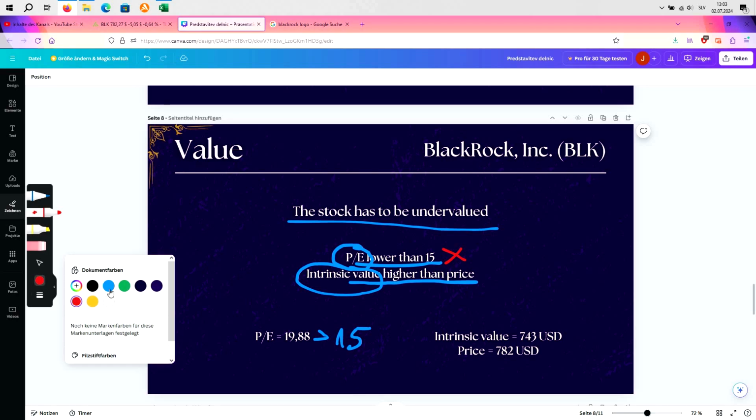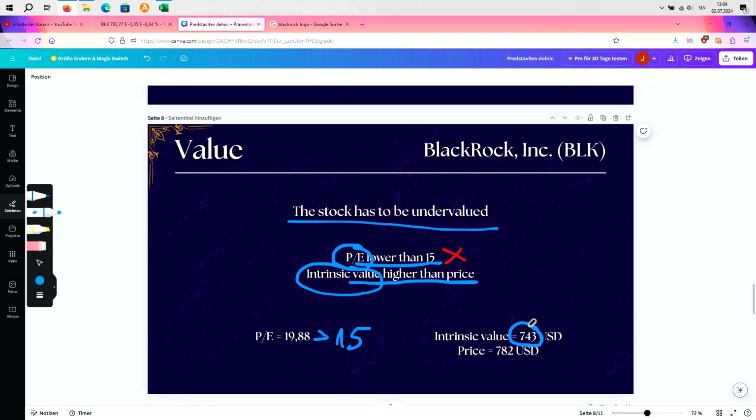Now, intrinsic value is also one extremely important concept, and I want to have your full attention right now here, okay? So intrinsic value actually tells you the stock price that the stock should have at this exact moment in order to be fairly valued. Okay, you know what I mean? Okay, you don't know what I mean, so let's take a look at the example right now here. So based on intrinsic value, the BlackRock should have this price right now here, okay? One stock should cost $740, whereas right now one stock costs $780, okay? So it's around $40 overvalued.